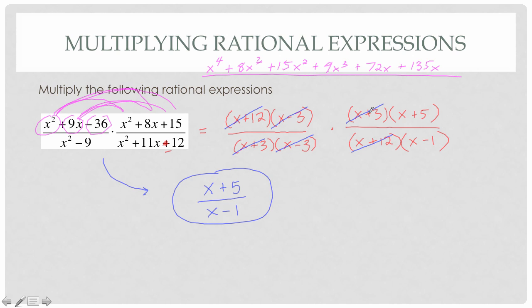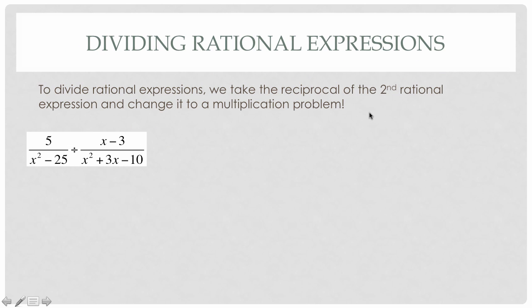All right, let's move on. Division. If I want to divide rational expressions, remember with fractions, we just change it to a multiplication problem with the reciprocal. So, even though this is 5 divided by x squared minus 25, divided by x minus 3 over x squared plus 3x minus 10, I'm going to change it to multiplication.